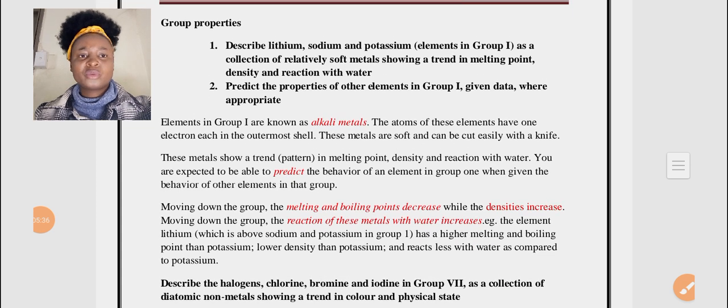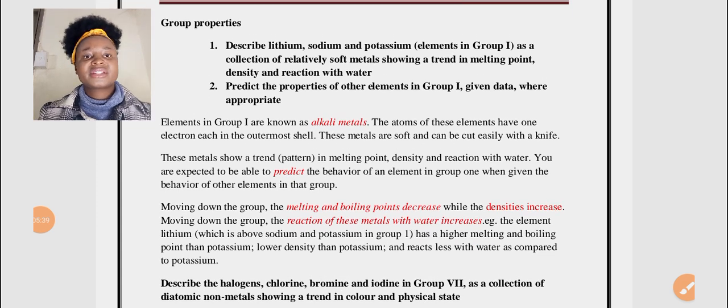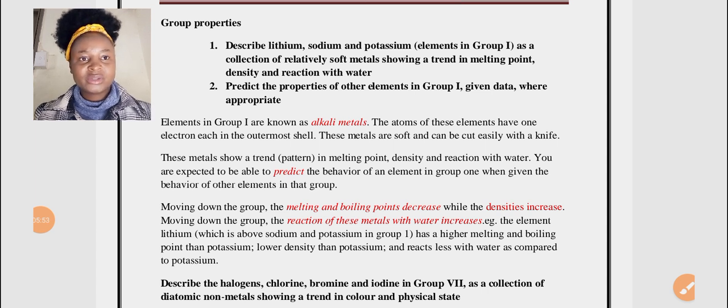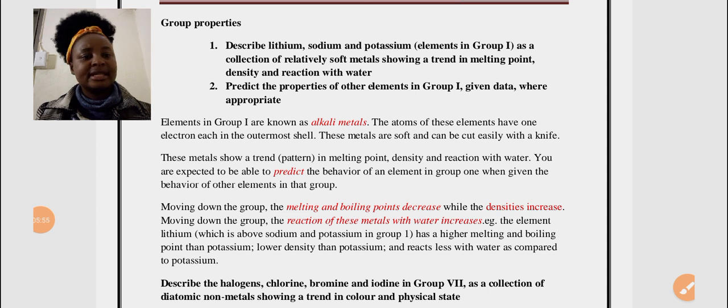Now let's look at group properties. We need to describe lithium, sodium, and potassium elements which are in group 1. We want to look at them as a collection of relatively soft metals showing a trend in their melting point, the density, and also their reactions with water. We also need to predict.